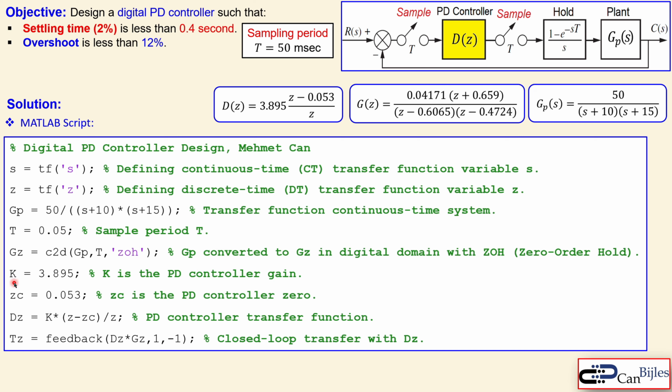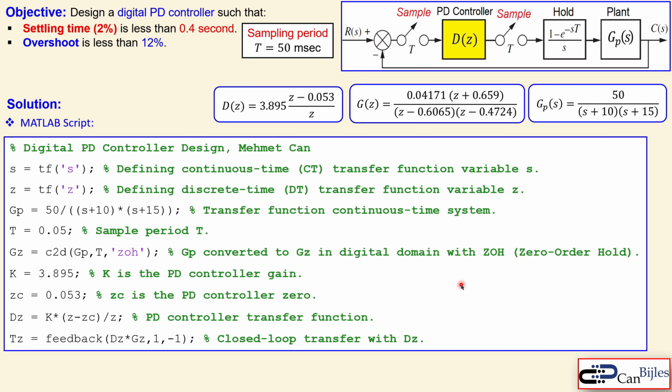And the K value for our controller was 3.895, and the zero was 0.053. This was the formula, so you can just use this formula directly, and this is also shown here. And this last command is to get the closed loop transfer function. It's the feedback command. This is the forward transfer, so these two together. So this is what you see here. You need to put it in the first entry. The second entry is 1, that's just the unit gain feedback. And the -1 is because we have a negative feedback here. That's the closed loop transfer function.